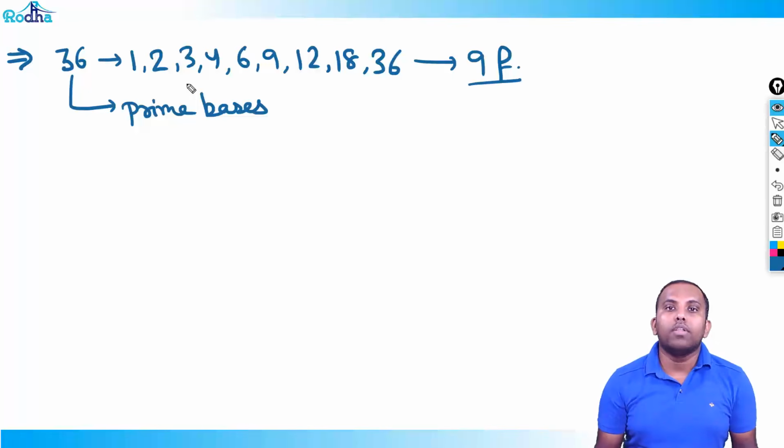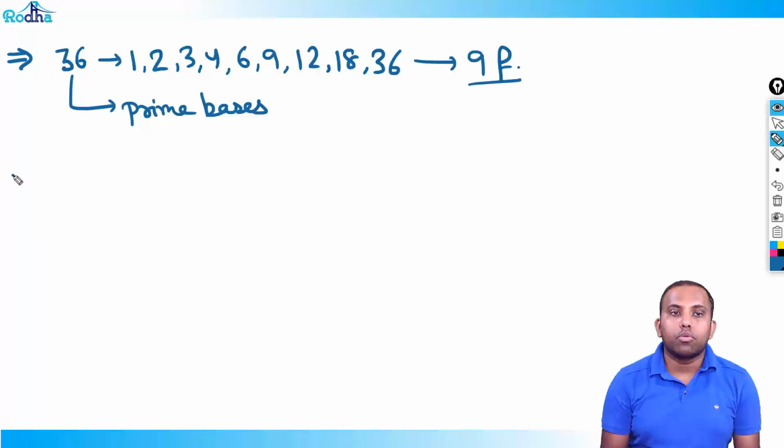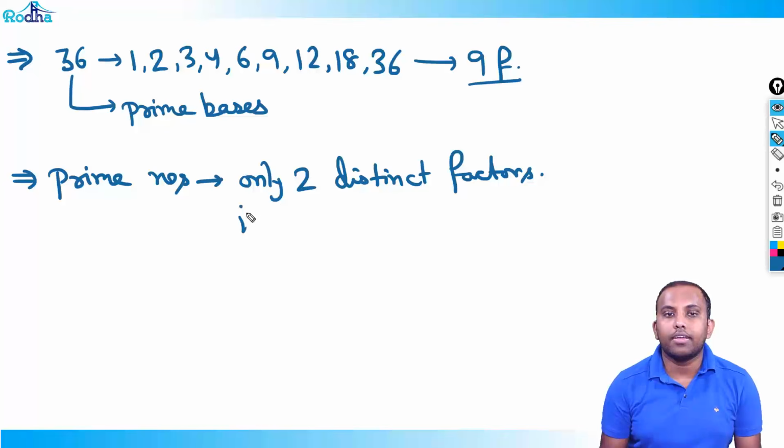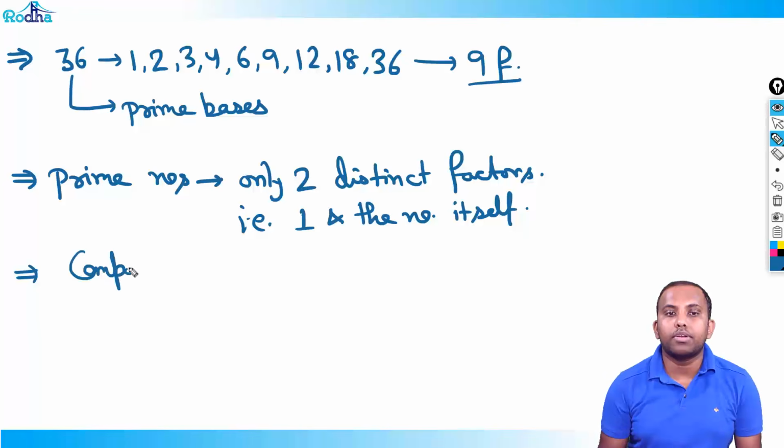What are prime numbers? We have discussed this in earlier videos. Prime numbers are numbers having only two distinct factors, that is, 1 and the number itself. Similarly, what are composite numbers?